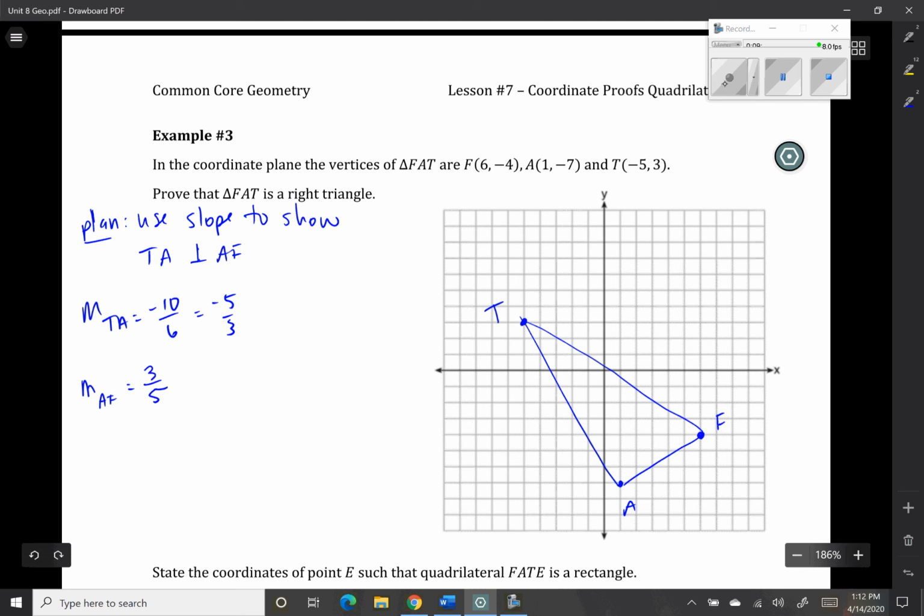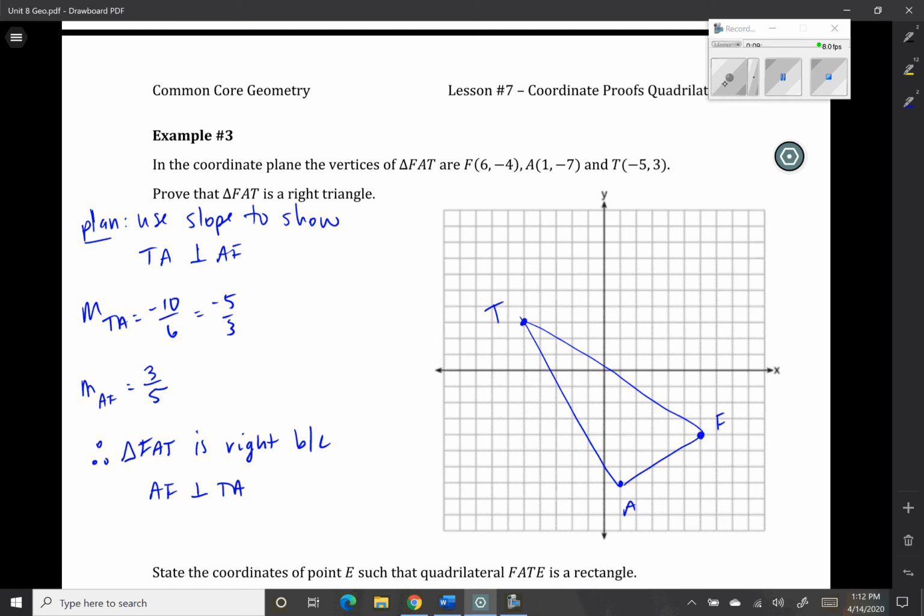Notice these slopes are negative reciprocals. That tells us that these are perpendicular lines. So I can say, therefore, triangle FAT is right because AF is perpendicular to TA.